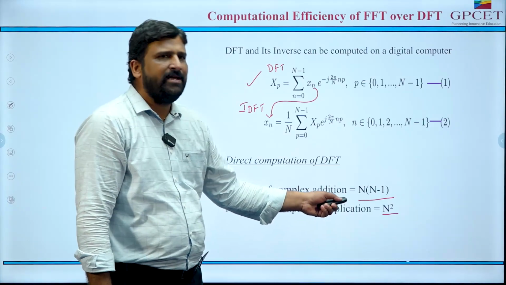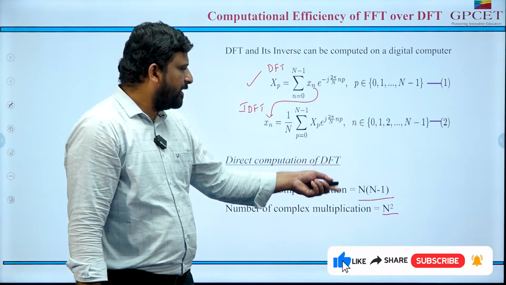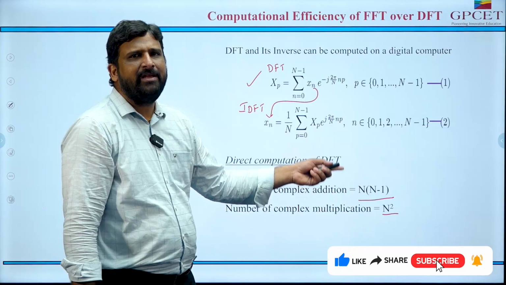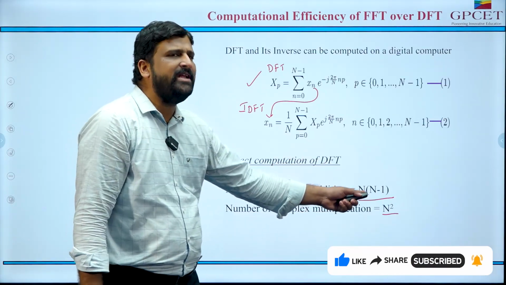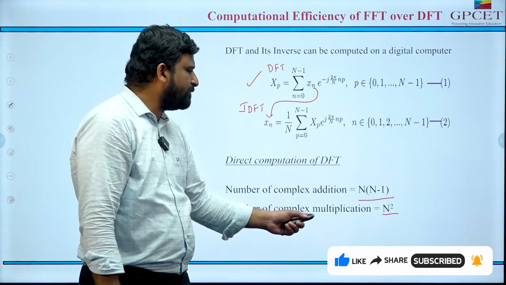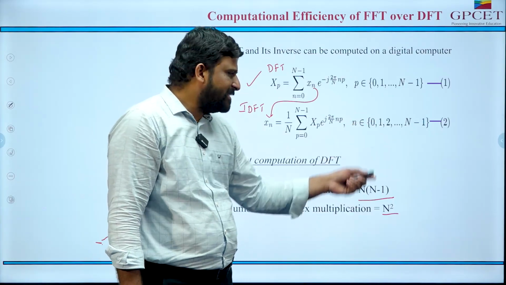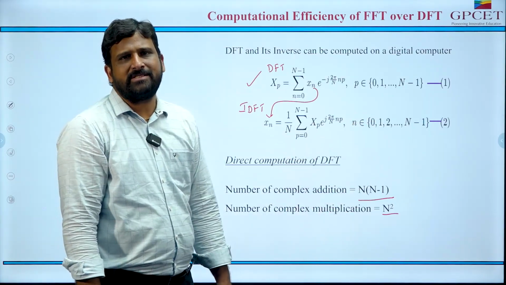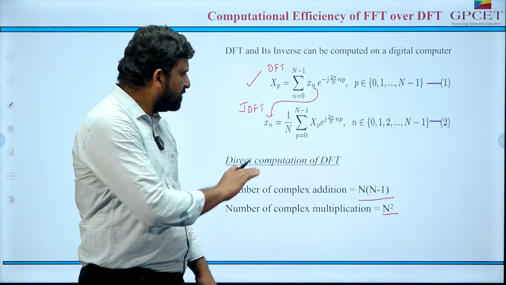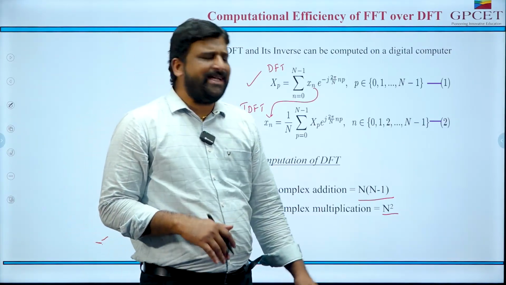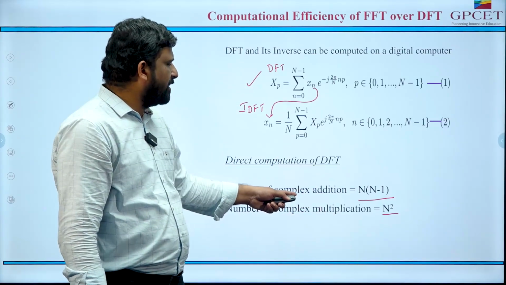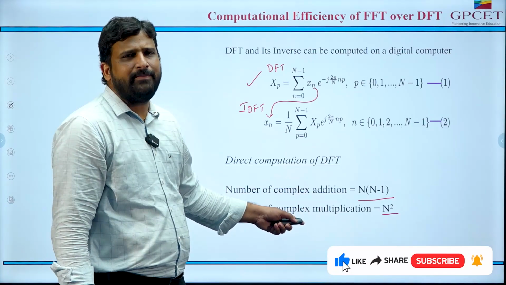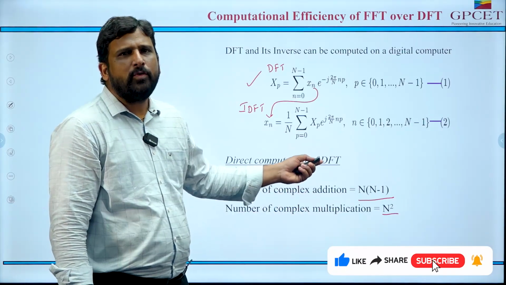So in a particular computation of the DFT, the complex additions are n into n minus 1 and the complex multiplications are n squared. So these numbers of additions and multiplications are going to be solved. Now our agenda is to overcome this number of complex additions and multiplications. That's why we are going with the FFT.